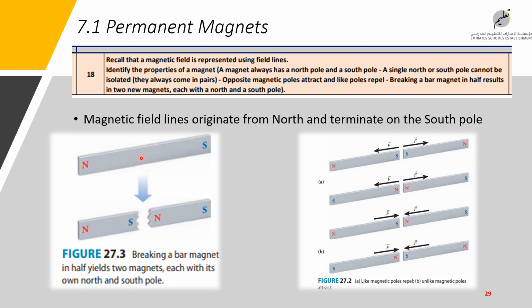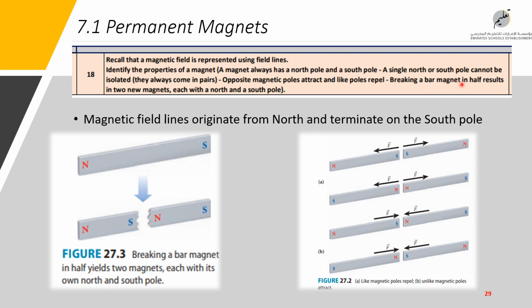Even if we cut the magnet in half, or keep cutting the magnet, N and S will always regenerate, and cannot be isolated. The poles in a magnet cannot be isolated. They always come in pairs. They are a couple that cannot be separated. Opposite magnetic poles attract and like magnetic poles repel. Of course, if two poles are the same, they will repel. If they are opposite, N and S for example, they will attract.